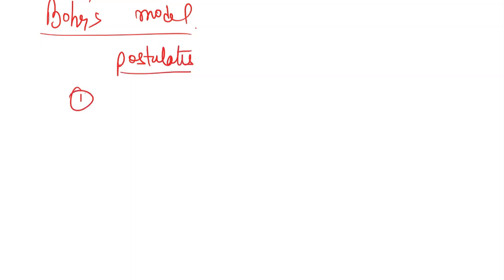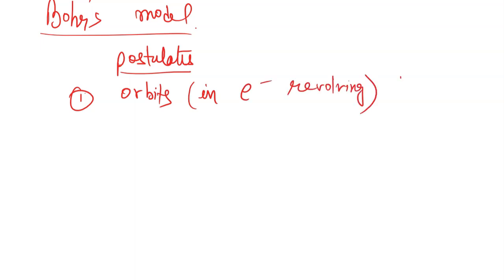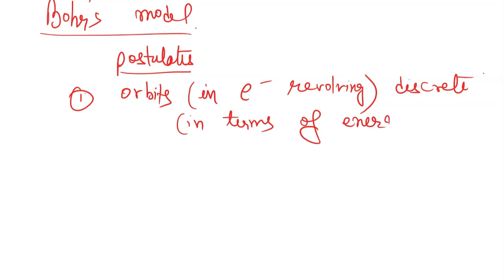It was specified that the orbits in which the electron was revolving were discrete. Discrete means they were different in terms of energy. So different orbits had different energy. In higher classes we will see what energy is actually contained in every orbit, but as of now we will remember that every orbit has different energy.